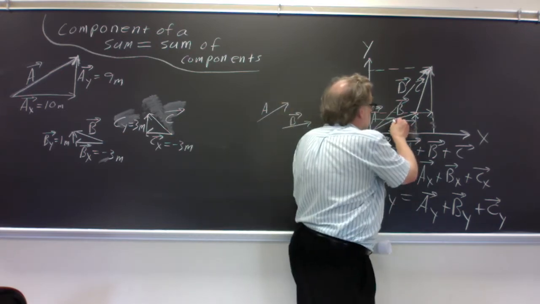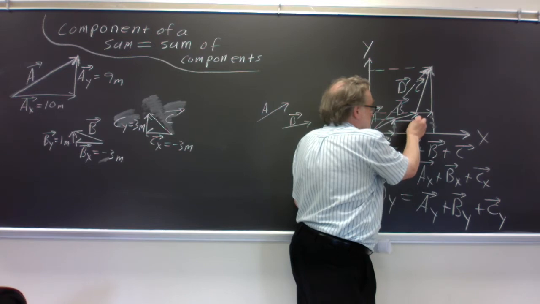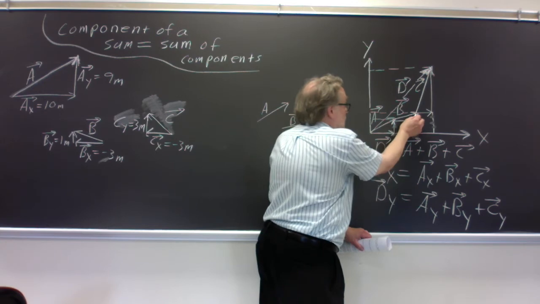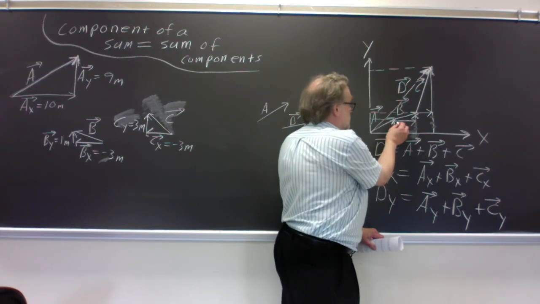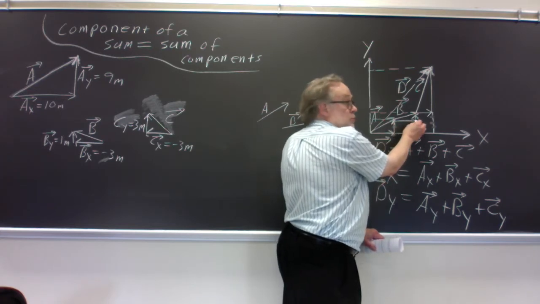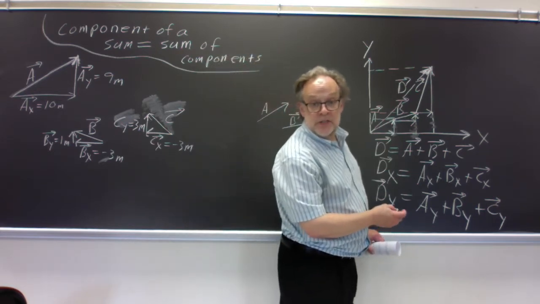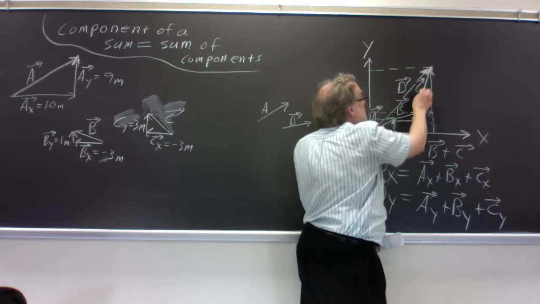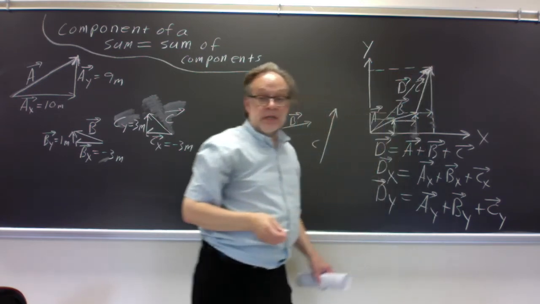And then here's the triangle that represents B and its components, and here's the x component of B, and here's the y component of B. X component of B, y component of B. And B itself can be thought of as a sum of this much motion in the x direction plus this much motion in the y direction. And likewise, here's the triangle that represents C and its components. Here's the x component of C. Here's the y component of C.